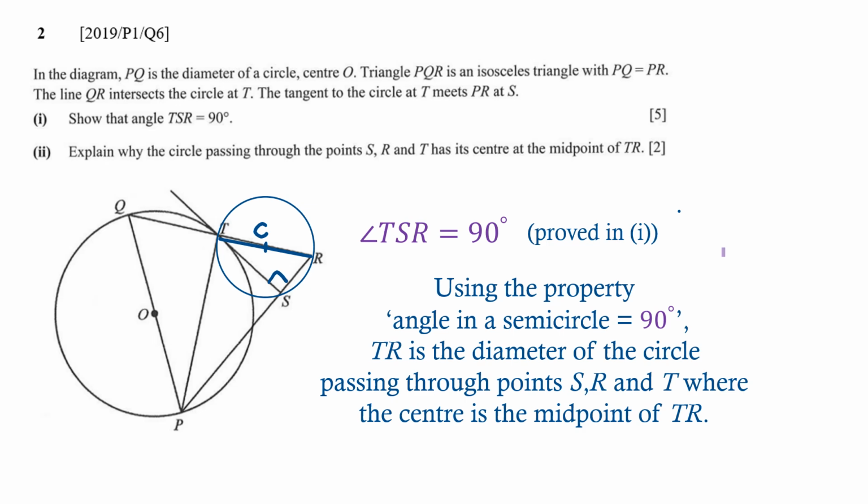Okay, so this is what happened. You have a circle that passes through the points TSR, right? And we proved TSR is 90, right? So therefore your TR must be a diameter, right? So using the property angle in the semicircle equals 90, TR must be the diameter. And if TR is the diameter, then the center will have to be the midpoint of TR. Okay, so this is how we explain part 2, why the circle passing through the points SRT has its center at the midpoint of TR.